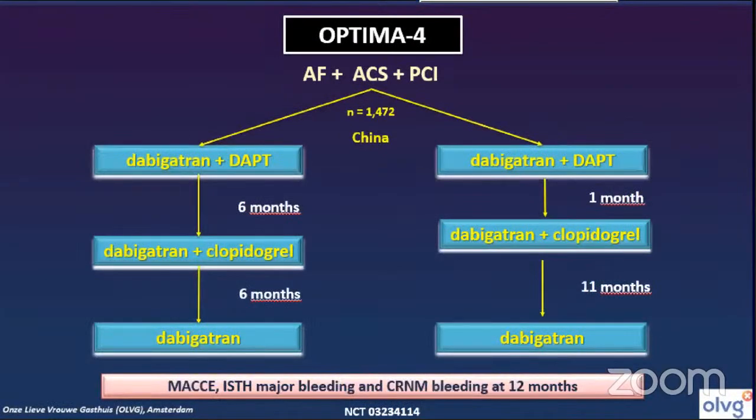OPTIMA-4 also involves atrial fibrillation, acute coronary syndrome, and PCI, and uses dabigatran beside double antiplatelet for 1 month compared to 6 months, taking into account bleeding risk or ischemic risk. So one trial, OPTIMA-3, uses vitamin K antagonist to compare 1 month versus 6 months of triple therapy, and the other, OPTIMA-4, compares dabigatran for 1 month versus 6 months of triple therapy and checks the bleeding risk in those patients.